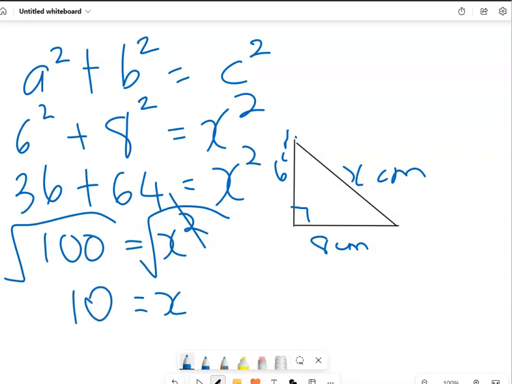What does square root mean? What number was multiplied by itself to give you this number? So 10 times 10 is what gives us 100. So the square root of 100 is 10. And that is it for this problem. Let us look at another example.